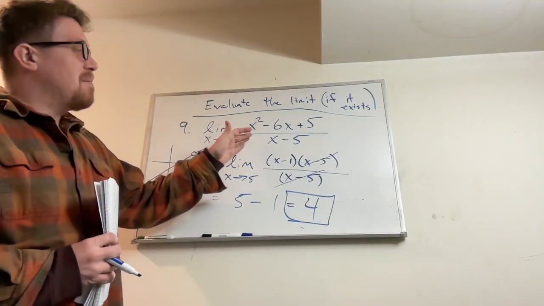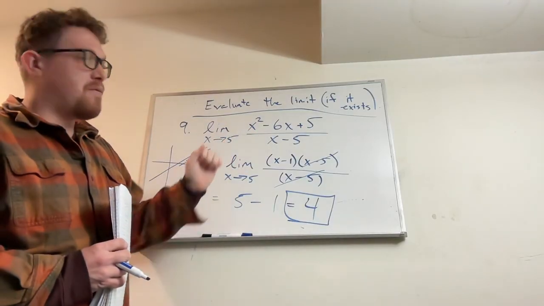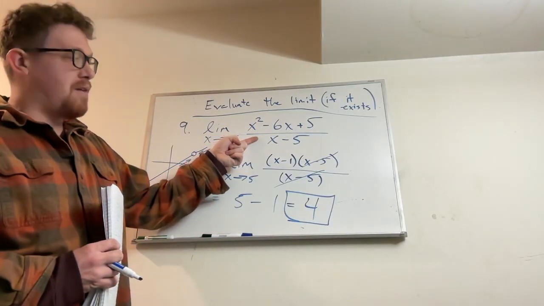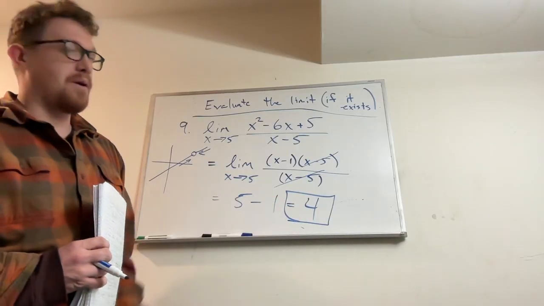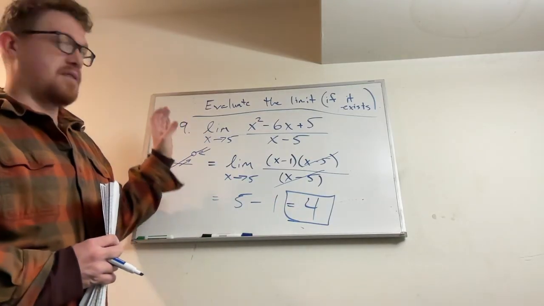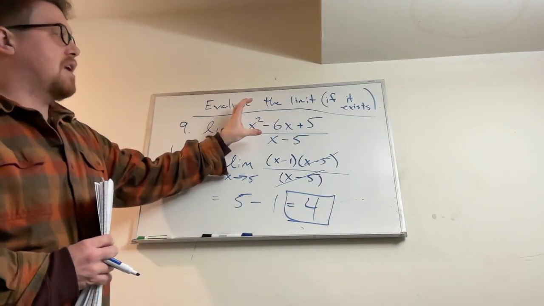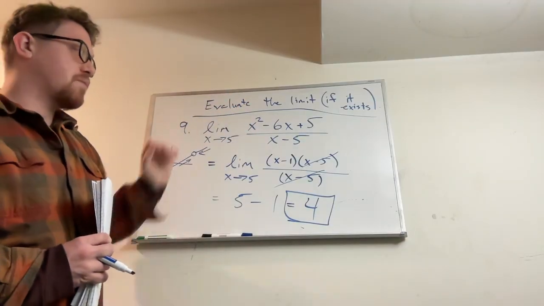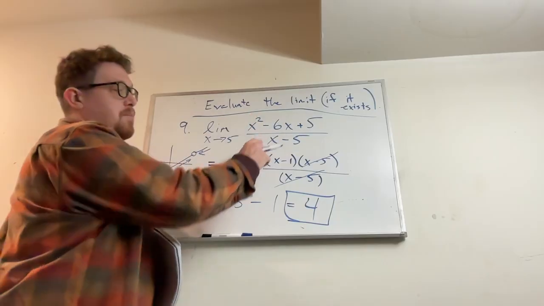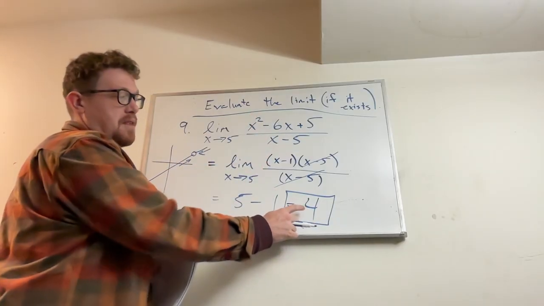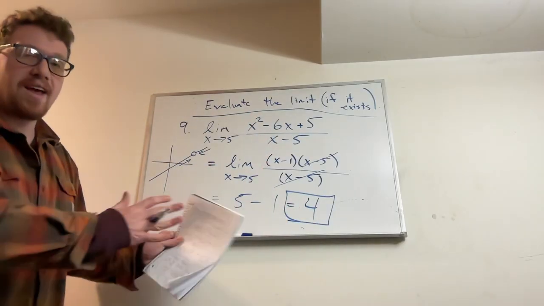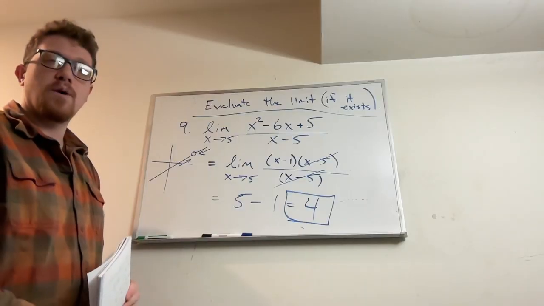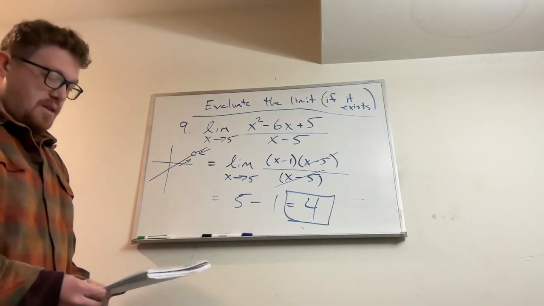But basically you can't plug in 5 here, but if you plug in numbers that are really, really close to 5, you'll get something that's really, really close to 4. So that's what this is saying. Even though the value of the function doesn't actually exist when we plug in x equals 5, when I plug in things that are close to x equals 5, I get things that are close to y equals 4, or f of x equals 4. Okay.